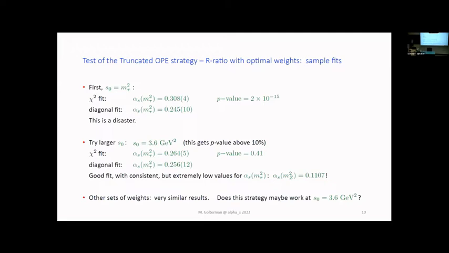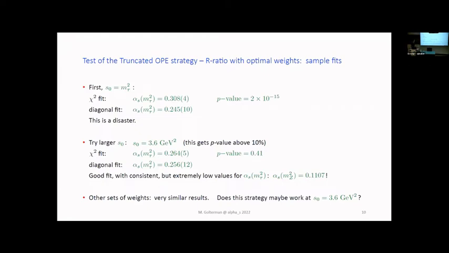Okay. Then you think, well, okay, now I can allow myself to go up to larger values of S0 because I still have data. Okay, so let me try to increase S0 to see at what point the truncated OPE approach might start to work. Okay, and you find that you get a good p-value at S0 equals 3.6 GeV squared for the optimal weights.